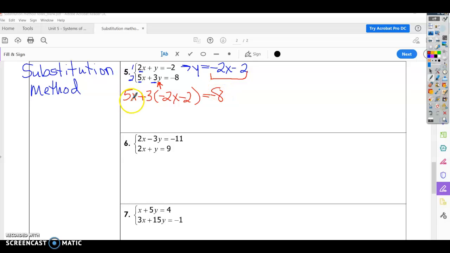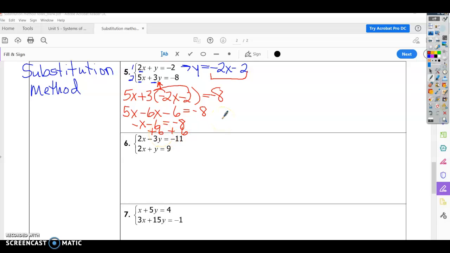All right, now we can solve because we only have one variable. So solving a simple equation, bring down the 5x, distribute the 3. So I'm going to have negative 6x, and then 3 times negative 2 is negative 6. All right, these are on the same side, so I can combine like terms and get negative x. I'm going to add 6.